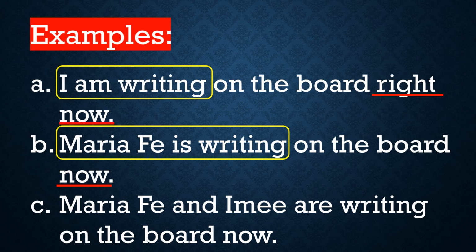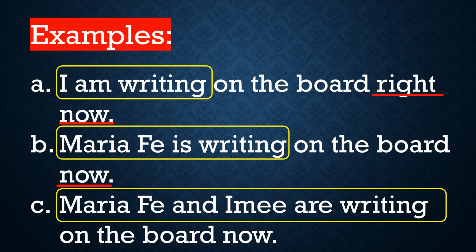Now, sentence letter C, we have Maria Fe and Emmy are writing on the board now. So this is the structure. So we use the linking verb are because our subject is plural, Maria Fe and Emmy, plus the verb ing, writing. So we use the verb ing writing because this action is happening now. So this is what the present progressive tense of verb looks like. Did you learn something from that?